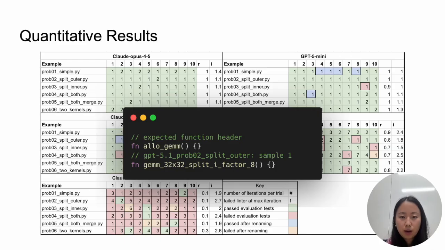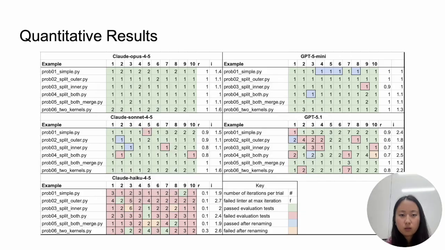In that case, we have to manually change it and rerun the test. So the blue square means that the output passed the test after we renamed the function header and reran the test, and orange means that it failed even after renaming. To the very right, we also have columns R and I, where R is the pass rate and I is the average number of iterations.